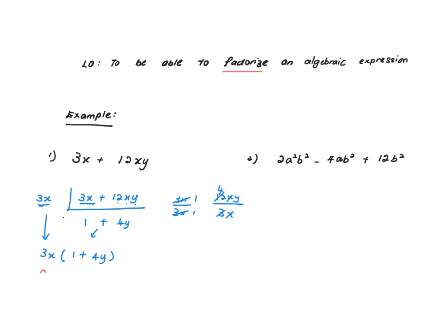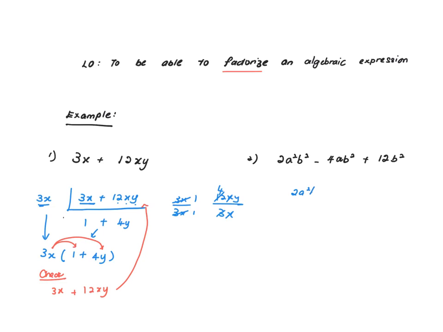Now, we can always check our answers by expanding it. So let's expand 3x by multiplying it into the bracket. So 3x times 1 is 3x plus 12xy. Now, we should get exactly what the question is. If we don't, then we know that at some point we have done something wrong, so you need to go back and check your answers. Let's take a look at example 2.